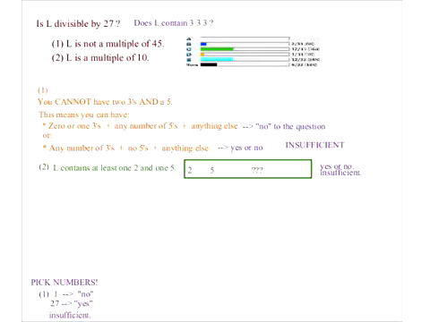If you want to pick numbers for that statement, you can pick 10 itself. That's a no. How would you get a yes? Who can give me a number that's divisible by 10 and 27? Yeah, 270. So you can just come up with that number. So, insufficient.